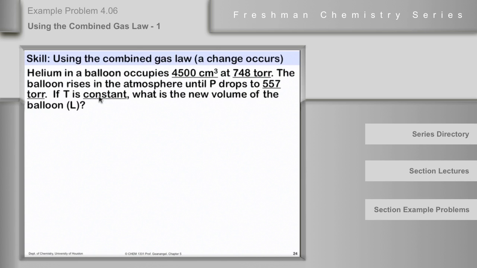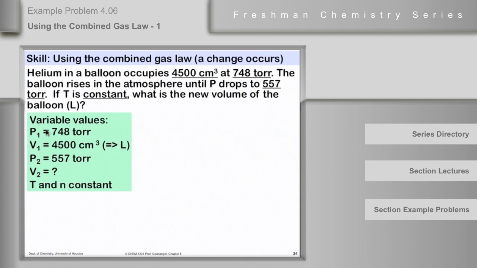Also, we're going to assume that helium doesn't leak out of the balloon. If it doesn't, then N doesn't change either. So the variable values are here. P1 is 748 torr. V1 is 4,500 centimeters cubed. We're going at some point to have to convert that to liters in order to get our answer in liters. There's more than one way to do it. All of them are workable, and I will show you one.